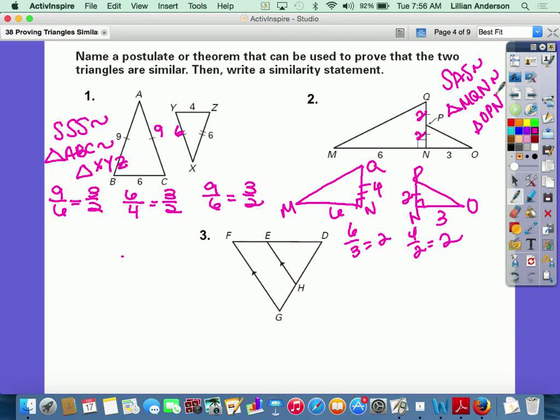The last one, this is just like the example from angle, because corresponding angles are congruent. So my similarity statement would be triangle DEH is similar to triangle DFG. And remember, you can write a similarity statement 6 different ways. You just got to make sure that the corresponding angles and parts match up.